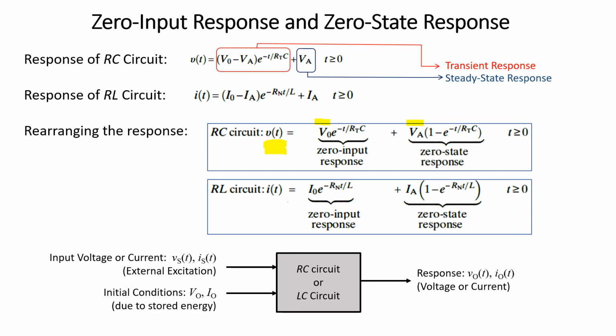We have an RC or RL circuit. Considering the response, the circuit response is due to two things: the initial value I naught or V naught, and the input, which is Vs or Is. I have shown these in a general form. This may be an AC voltage, AC current, or DC voltage, DC current. And due to these two, we have the circuit response.